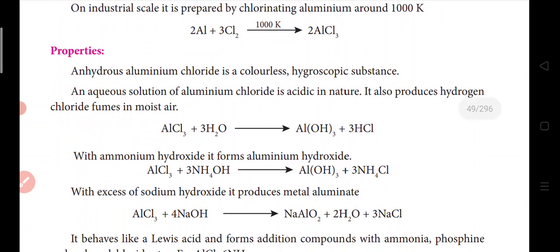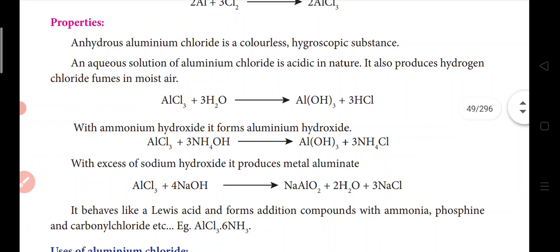So their properties: it reacts with water. The aqueous solution of aluminium chloride is acidic in nature, and it is also a colorless hygroscopic substance. Hygroscopic means it will easily absorb moisture from the atmosphere. It produces chloride fumes in moist air. That means water is moist air; H2O is considered as moist air here.